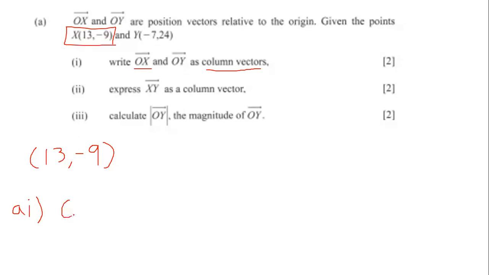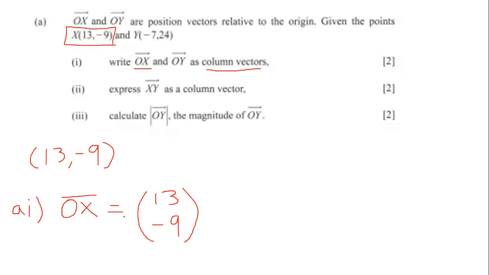And so OX is going to be, still keeping the 13 and the -9, I'm going to put the 13 on top. And what do you think I'm going to put at the bottom? Yes, I'm going to put the -9 at the bottom. So that is the answer for OX. OX is the same 13, -9, but notice we just shifted the orientation from being horizontal, side to side, to being vertical, up and down.